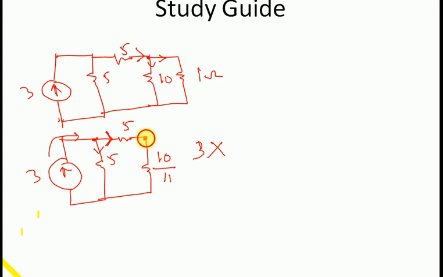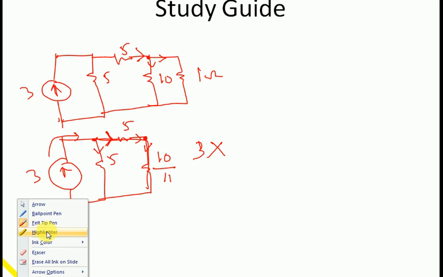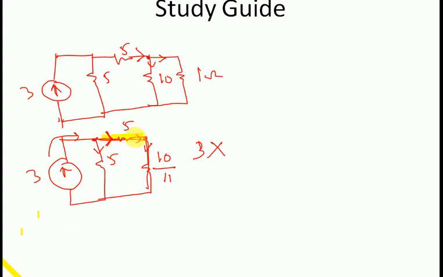Now you can see that there is one common point. This current is not divided, this is a series circuit, so the current through this branch is the same. Here I can say that 5 and 10 by 11, these two resistances are in series, and this branch, by the highlighter pen, is parallel to the 5 ohm.